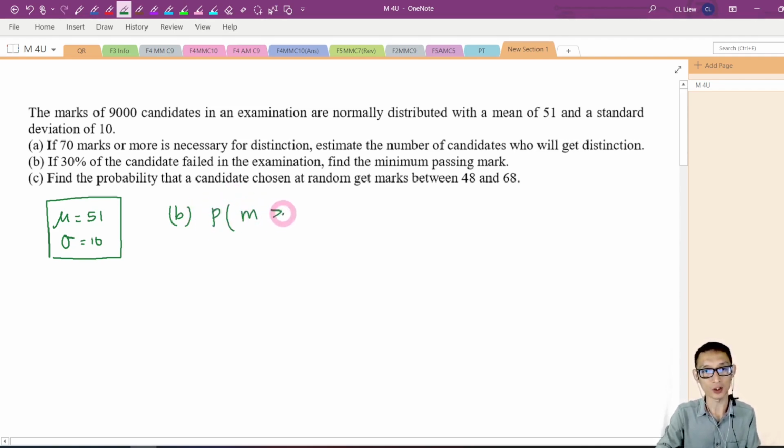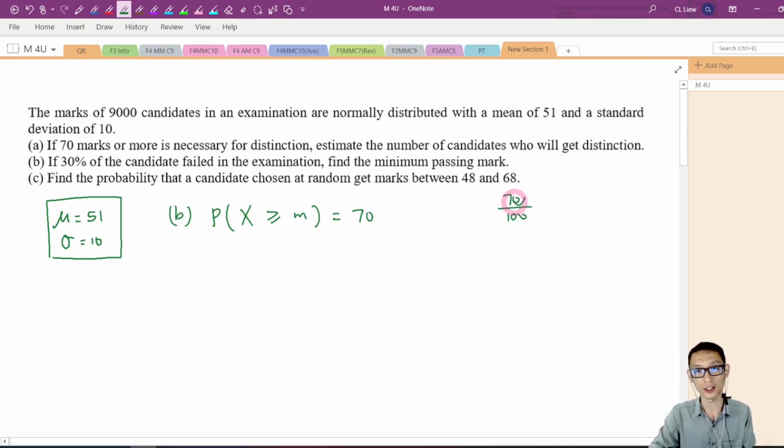Oh sorry, let me write X first. This is the minimum mark that I'm going to find. I know 70. Why 70? Because 30% fail, it means 70% pass, right? 70%, I cannot write like this, it's not correct. 70% means 70 over 100, which is equal to 0.7. So this is 0.7, but this is an X value, not a Z value.